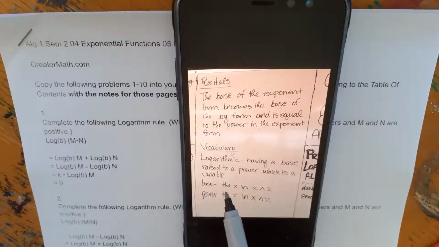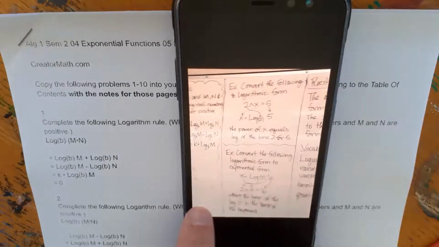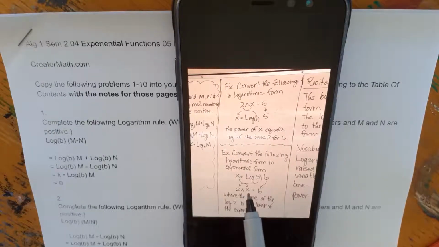So there's a base. The x in x to the power 2 is a base. Power, the 2 in the power 2, right? So we're going back over what's a base, what's a power. In this case, for the exponential function, the power is a variable. So we have x raised to the power 2, 2 raised to the power x, right? And it equals 6 in this case, which looks like a b, but it's a 6.